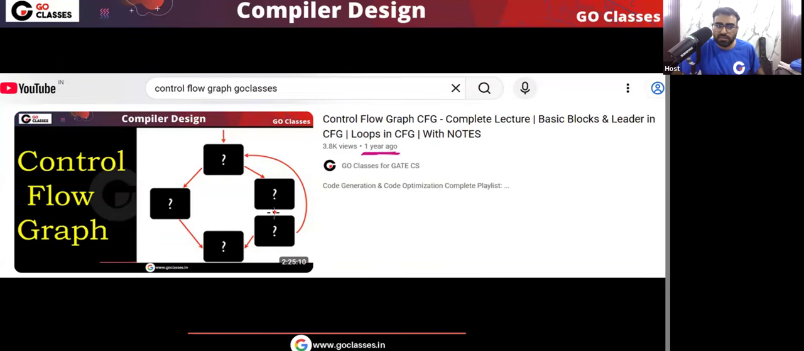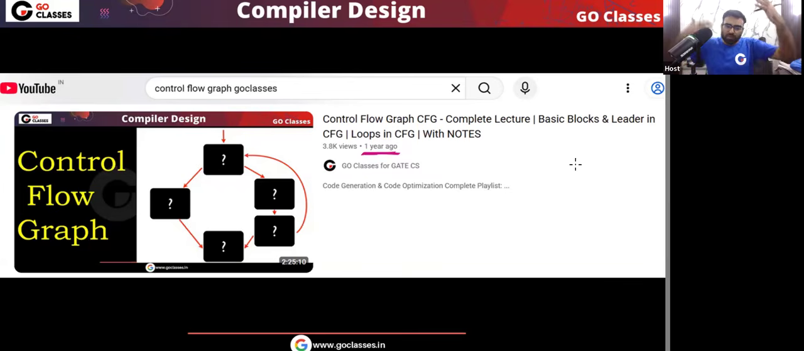Here, with the help of 2 examples, I have clearly mentioned that basic blocks and these entry and exit nodes are different. Remember, the entry and exit nodes are special nodes in the control flow graph. These are not basic blocks. So please understand that in the control flow graph we have an entry node and an exit node. These are special nodes in the control flow graph, not basic blocks of the program.